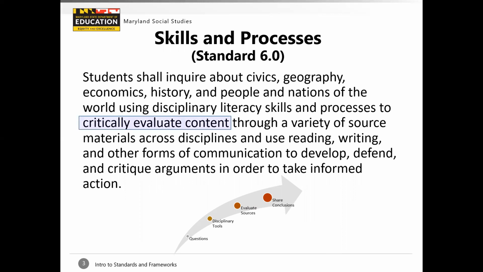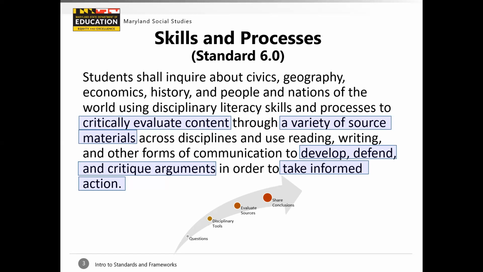Critically evaluate content, a variety of source materials. Develop, defend, and critique arguments. Take informed action. These ideas we can see in many places in social studies, from the standards to the frameworks to instruction. Again, the skills and processes standard helps students explore the other standards in social studies.